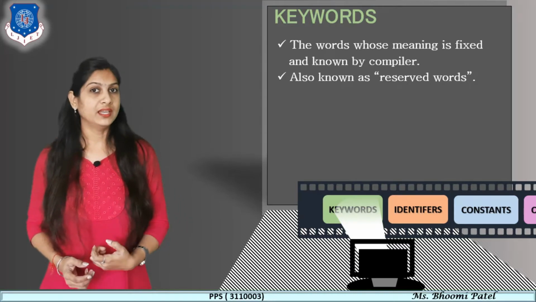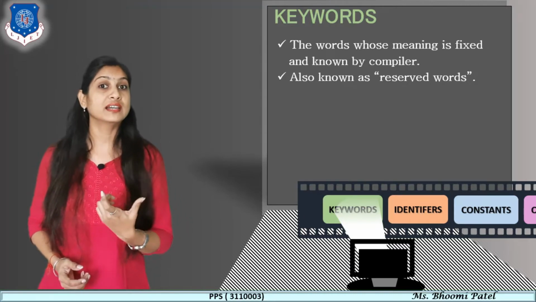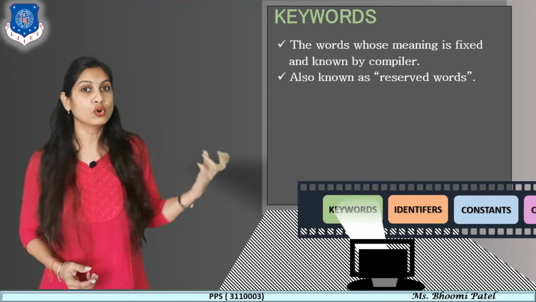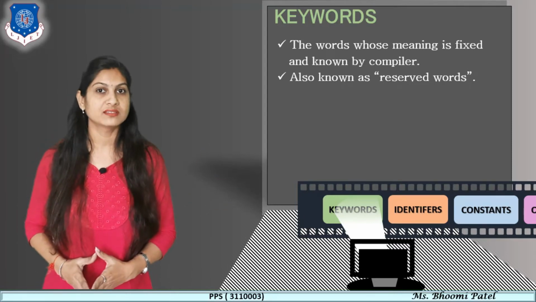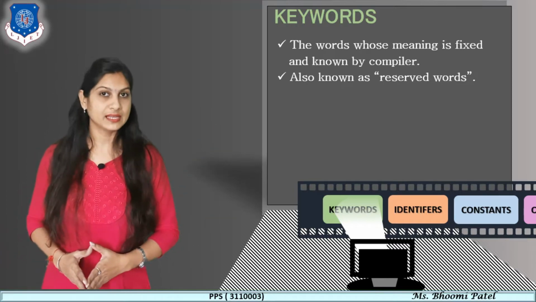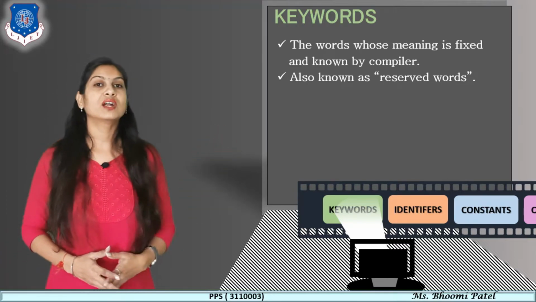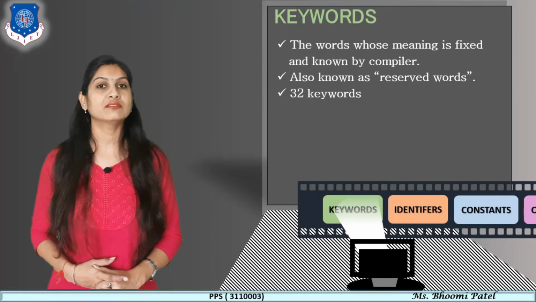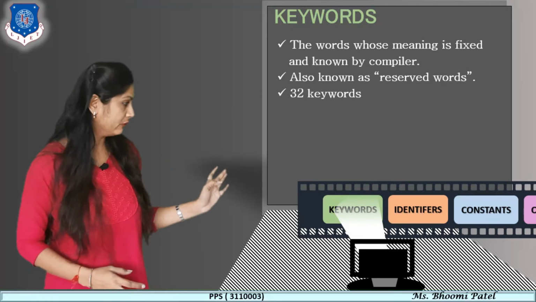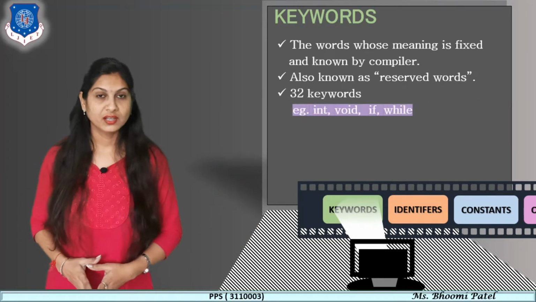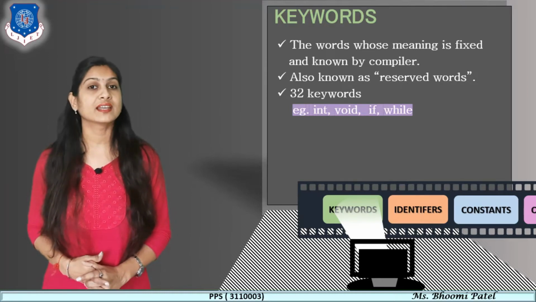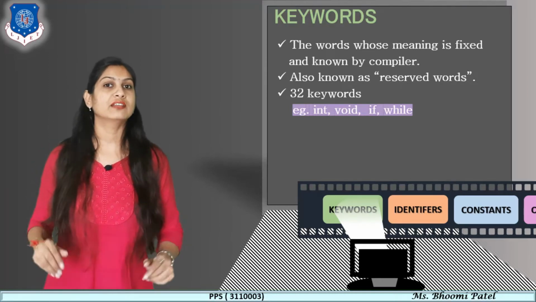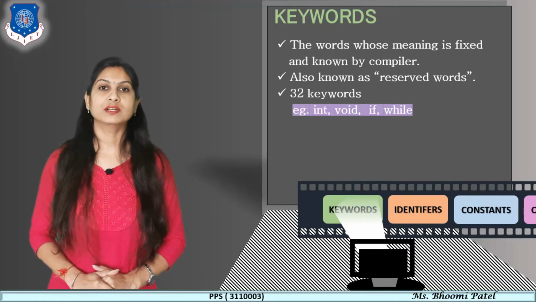The same principle applies here in our C language. The word reserved means it is already booked, and for that purpose we can use only those words. So it is known as a reserved word. Which are the reserved words? There are 32 keywords in C programming, like if, while, for, void. These 32 keywords are given in our textbook in one chart that you have to remember.